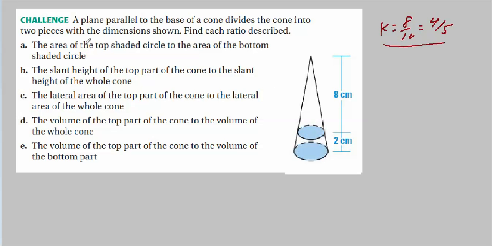Let's check it out. The area of the top shaded circle to the bottom. Okay, that's this one to this one. Well, that's going to be k squared. That's 4/5 squared, or 16 over 25. Okay. The slant height. Well, that's a linear measurement, isn't it? Then it's the same as, it's just our scale factor.